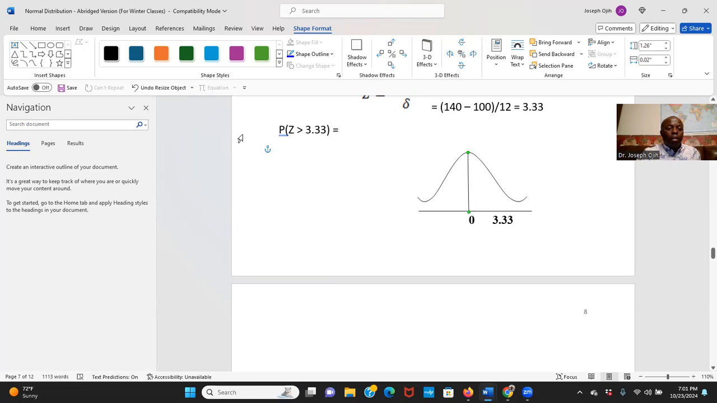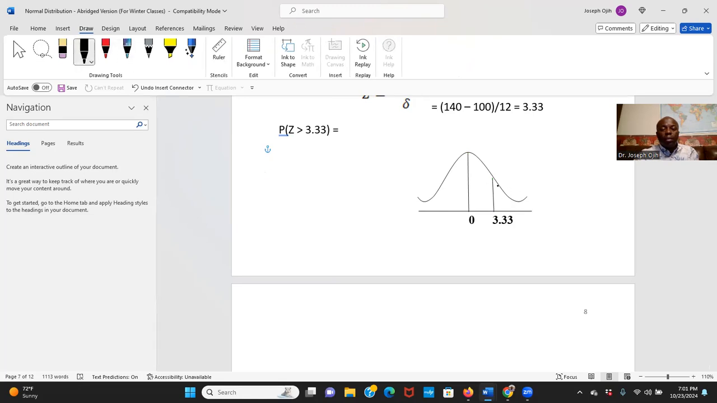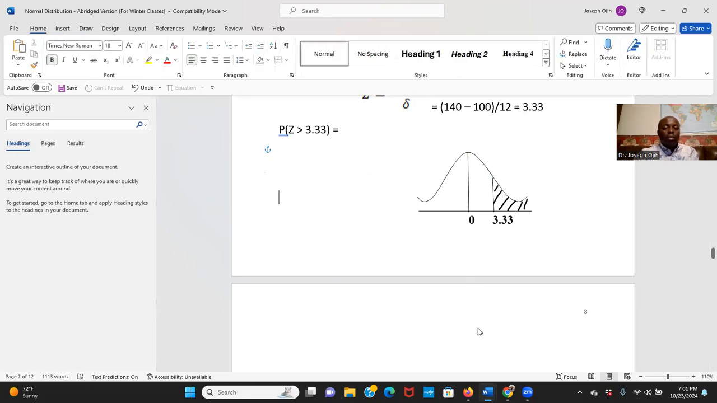Now we put the line for the 3.33, but it says greater than. So we're going to shade the part that represents greater than. So it means here. Now, we are ready. Next is to look at the procedure chart.